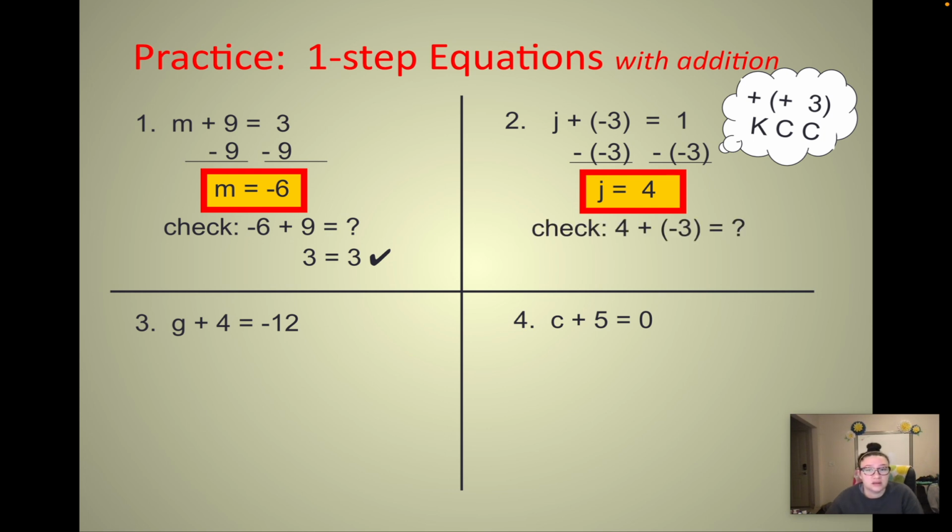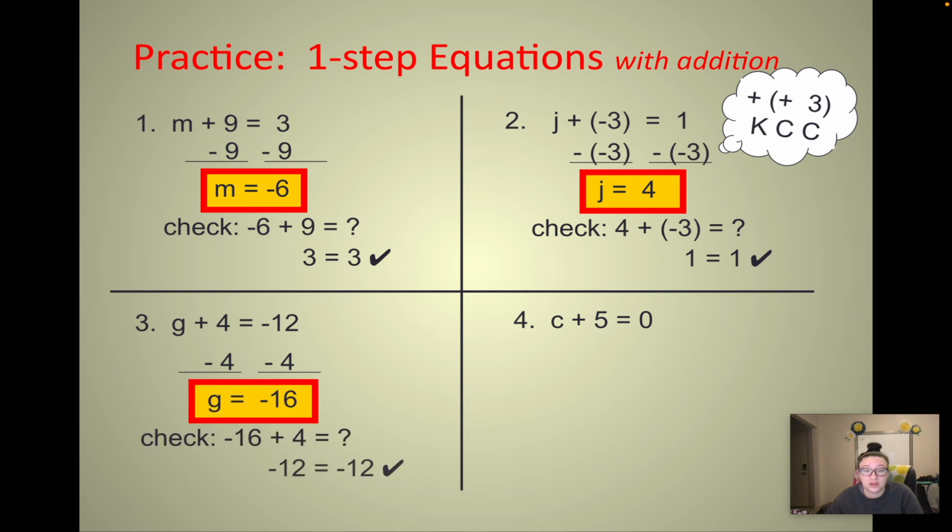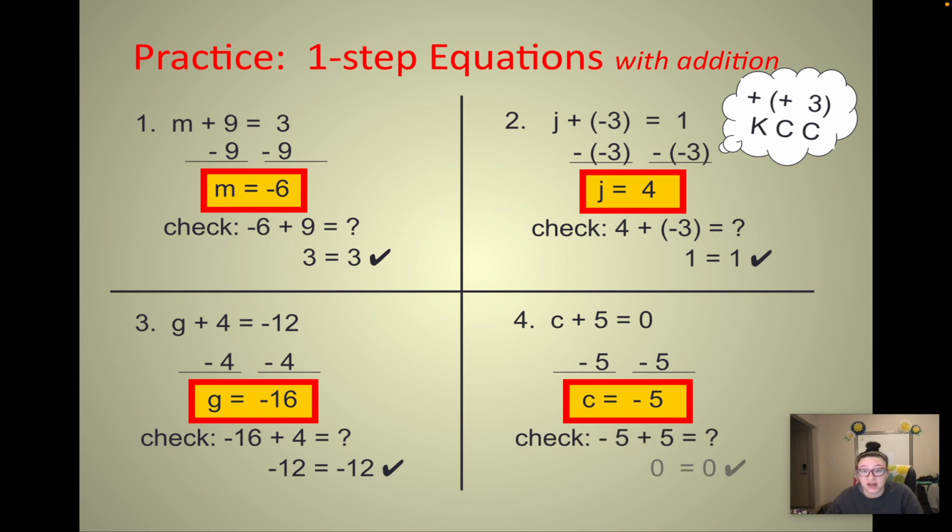On number 3, we subtract 4 on both sides because it was adding 4. So we get g equals -16. On 4, we're adding 5. So the inverse, the opposite, is to subtract 5 on both sides. 0 minus 5 is a -5. Again, please use your calculator to help you. If you have questions at the end with these ones or the subtraction ones we're about to do, ask us at the end of the video. Check in with us then.